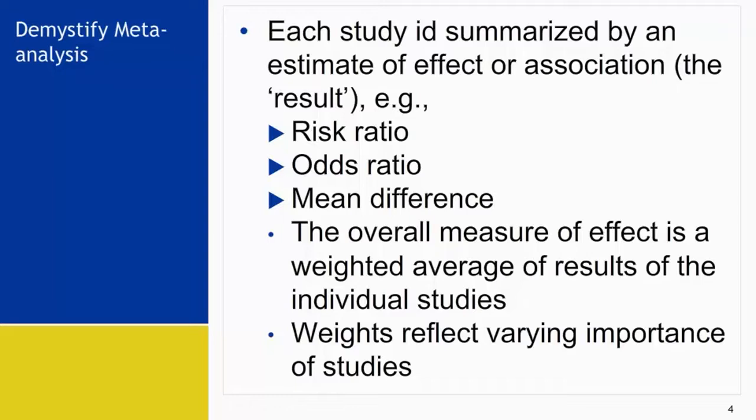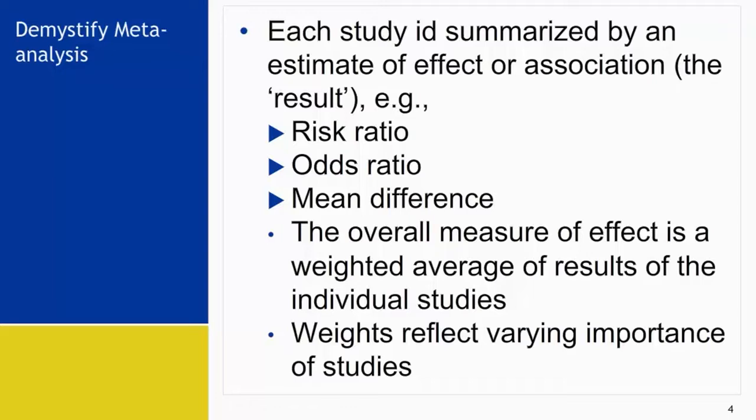For example, let's say we're doing a study comparing vitamin D versus placebo for preventing fracture, and then the fracture event will be a binary outcome. We can summarize that using risk ratio or odds ratio. And then you will have a set of studies to be included into your meta-analysis. Each study will have that summary measure. And now what we're doing in a meta-analysis is to estimate the overall measure of effect as an average.